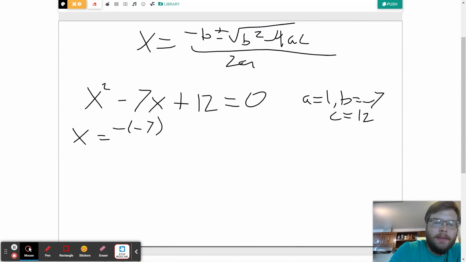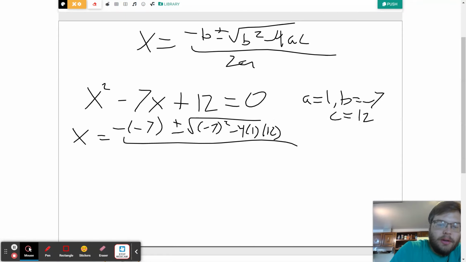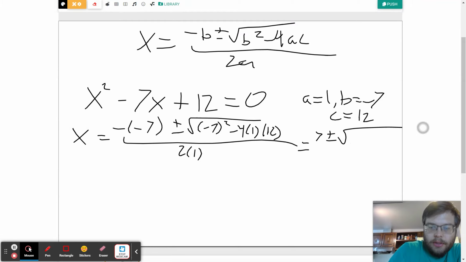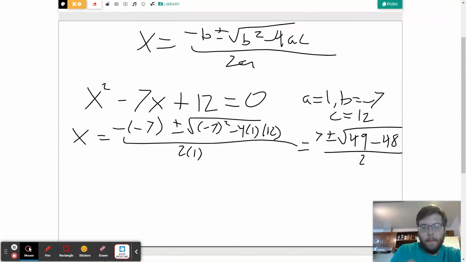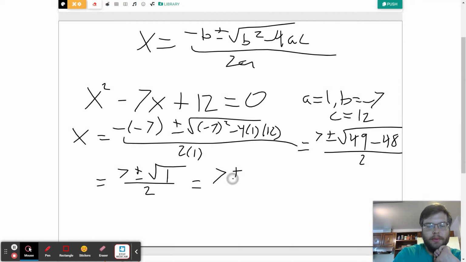Okay, back to plugging it in. Negative b plus or minus square root b squared minus 4ac, all divided by 2a. Then you start going through and making calculations. Double negative 7 is positive 7. 7 squared is 49. 4 times 1 times 12 is 48. 2 times 1 is 2. Next, I do 49 minus 48, which is 1. Next, I do the square root of 1, which is also 1, because 1 times itself is 1.